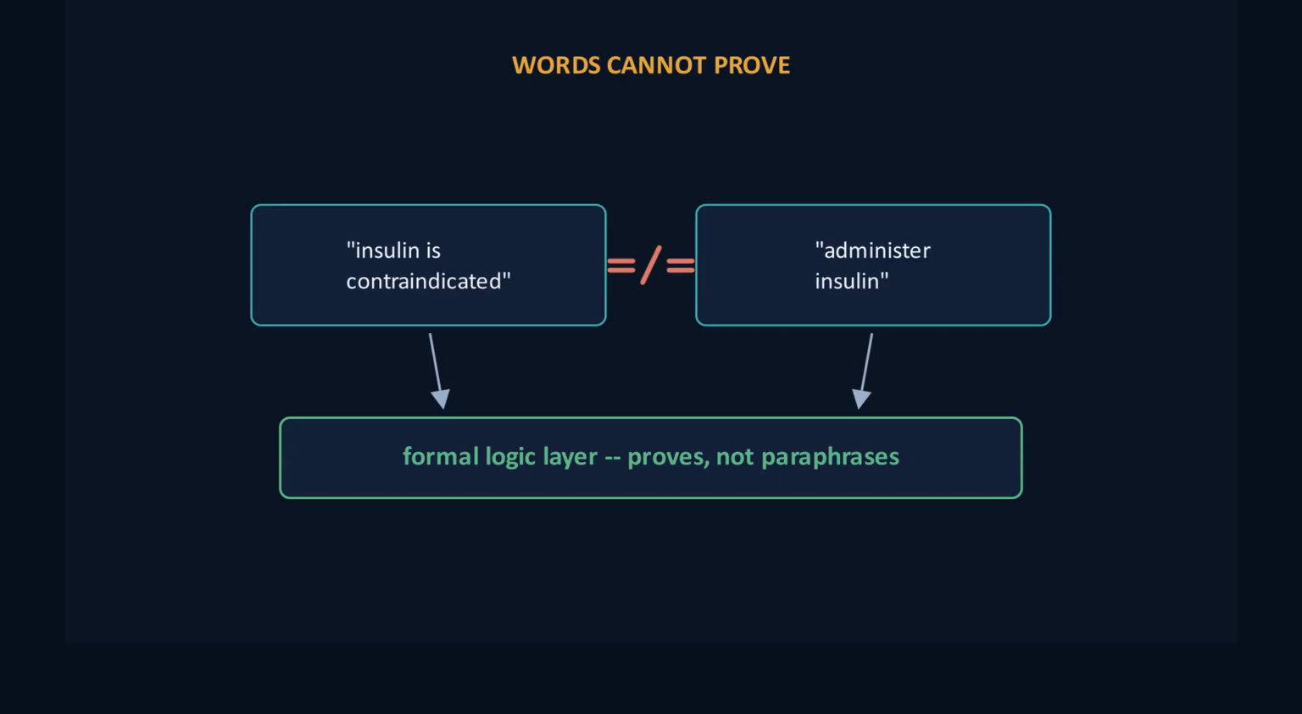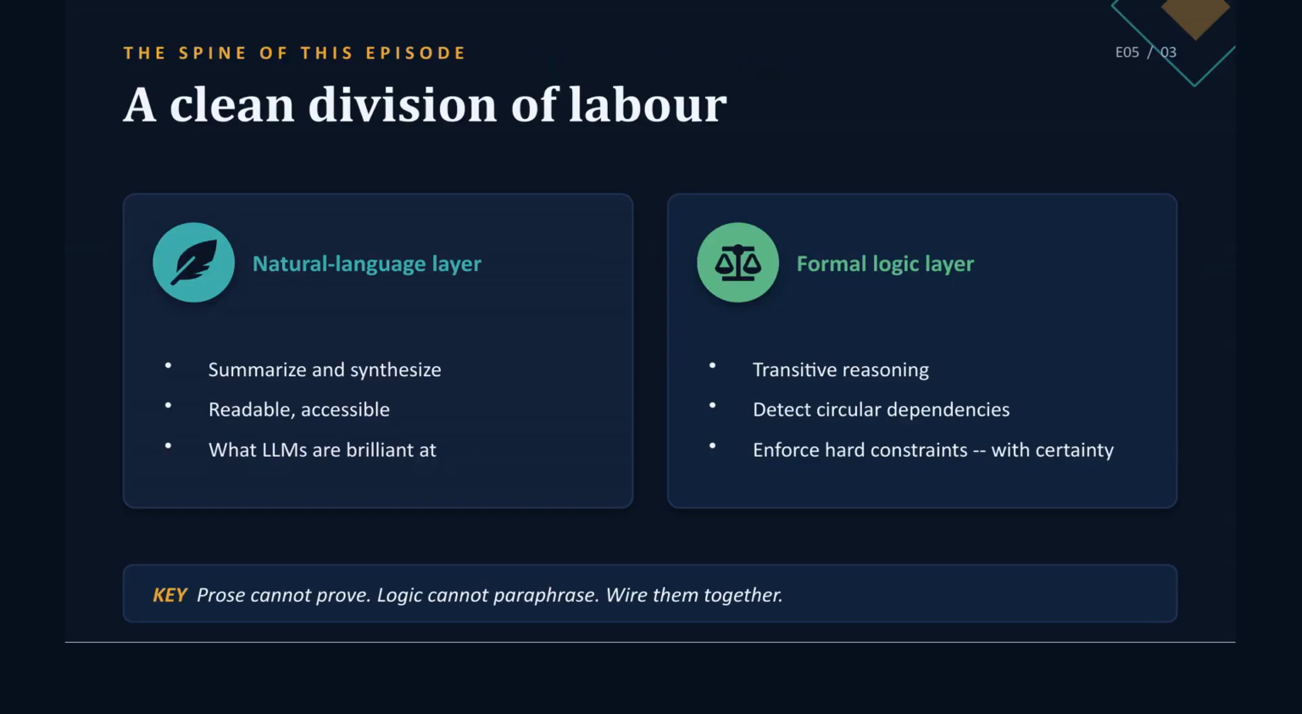So the move is not to make the language model try harder. It is to add a second layer, entirely natural language for everything the model does well, and formal logic for the one thing it cannot do, guarantee that the knowledge is consistent. This gives us a clean division of labor, and I want you to hold it as the spine of the whole episode. On one side, the natural language layer, summarizing, synthesizing, staying readable and accessible.